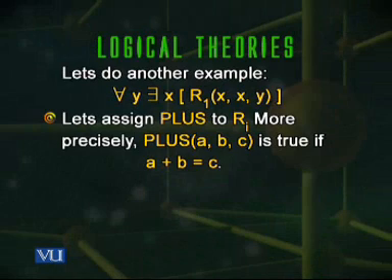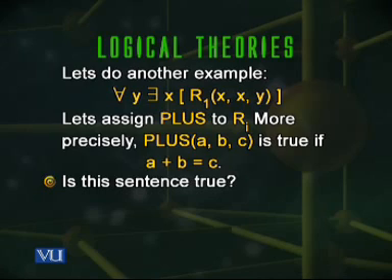So let's do the following thing and say that R1 is going to be assigned the relation plus. More precisely, let us assign plus to R1. Plus of a comma b comma c is going to be true if a plus b is equal to c. Then is this sentence true? What is this sentence saying? For all y, there exists an x such that x plus x equals y.